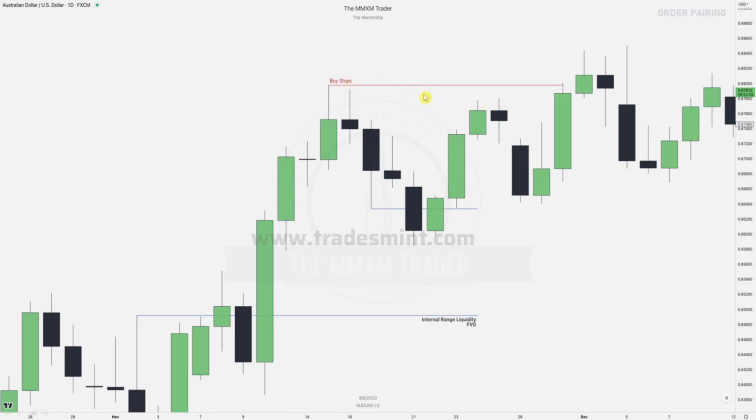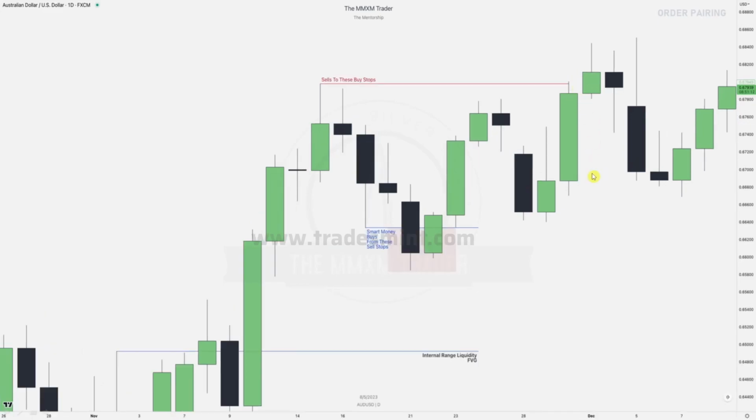Again, engineered liquidity, right? We have this failure swing over here, and again, displacement over here, an imbalance, internal range liquidity, and that's the opportunity to get in on more long orders. Smart money buys below this old low, right? So swing low down here. Smart money buys from these sell stops, and then we continue up into these buy stops over here.